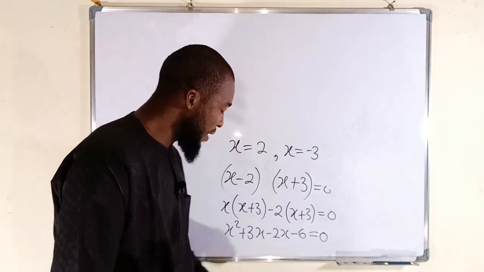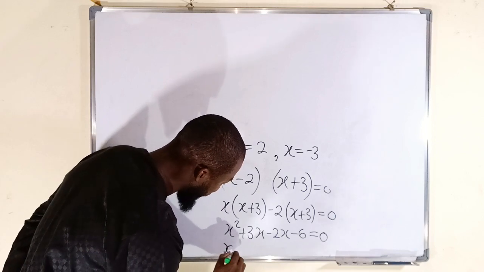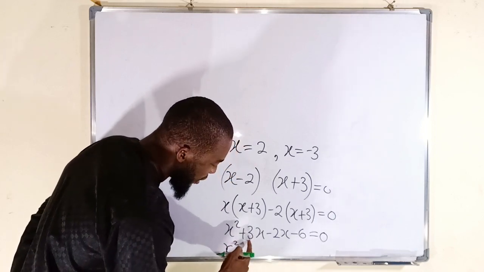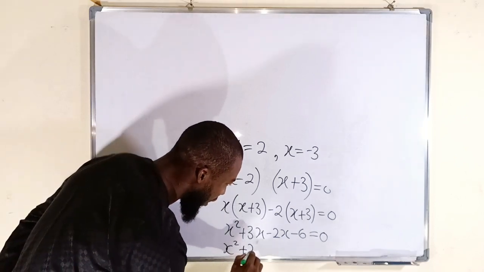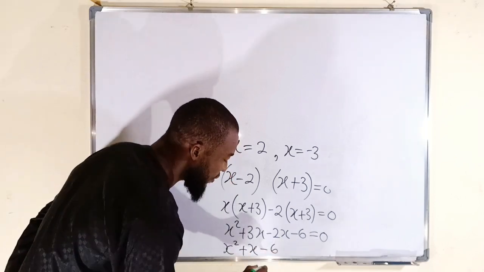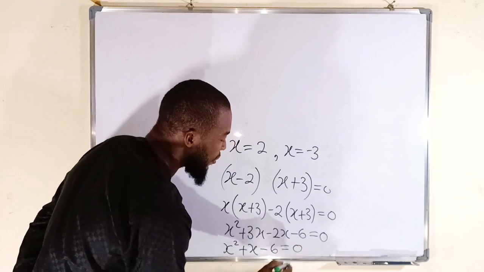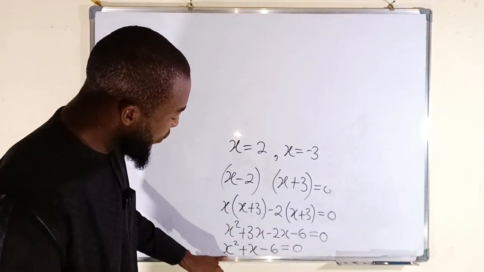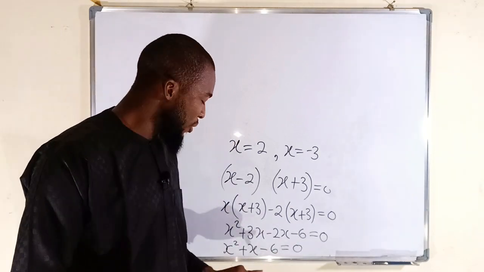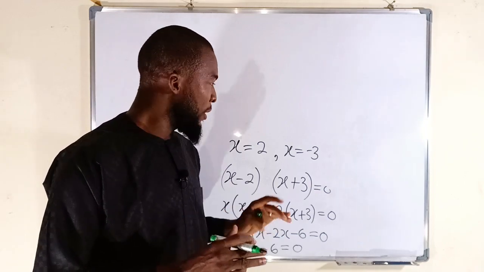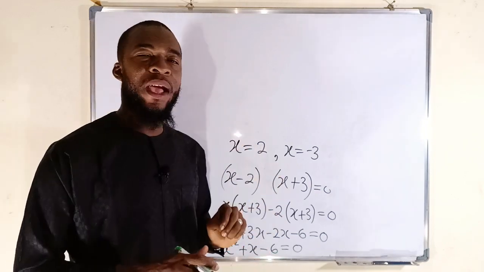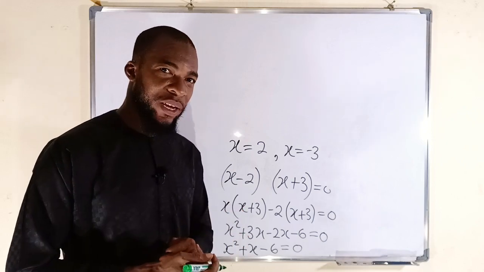Finally, you collect the like terms. We have x squared here. 3x minus 2x will give us a single x, plus x. We have -6, which is the constant. The whole of this equal to 0. Now, we have formed that quadratic equation, x squared plus x minus 6, which if you solve it, you're going to obtain x equal to 2 and x equal to -3.